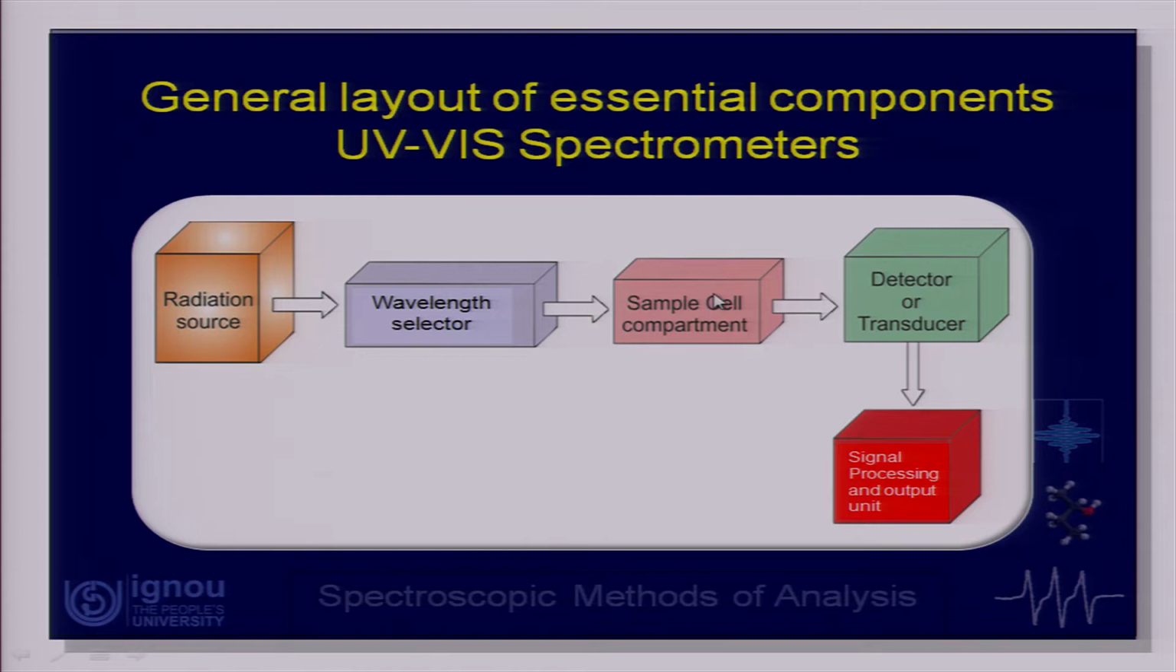That means a cuvette or a container which contains the sample, and this radiation interacts with it, and what comes out of it is taken up by the detector. Once the signal is picked up by the detector, it is sent to a device which processes this data and gives output in terms of a spectrum. So, that is the broad layout of a UV visible spectrometer. Now, let us continue and talk about these different components one by one.